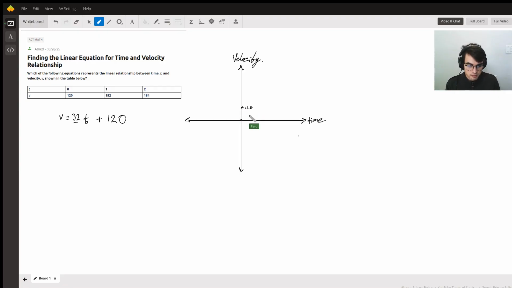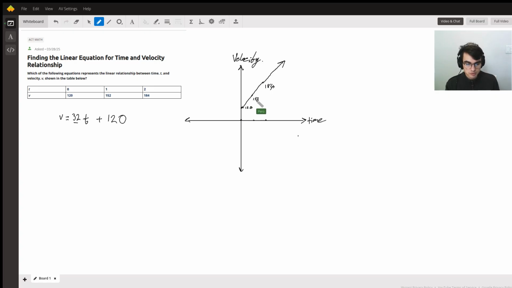Then at time equal to 1, we move up to 152 velocity. And then at time equal to 2, we move up linearly by the same amount to 184 velocity. So if we graph this, we find this line, and we can assume it keeps going.